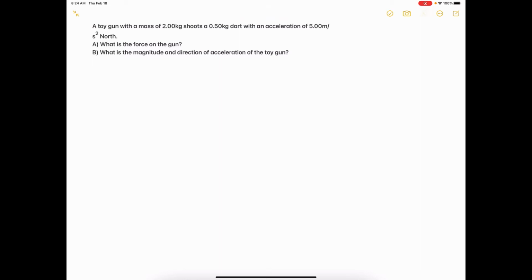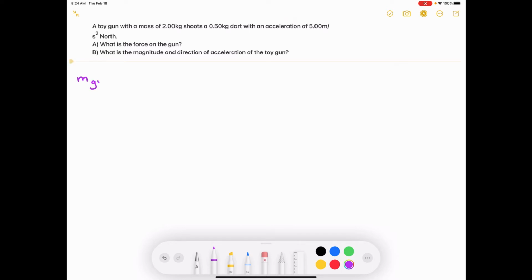Okay, so let's talk about how to solve these two problems. So in this problem, we have a toy gun with a mass of 2 kilograms. So I'm going to write mass of gun is 2 kilograms. And the gun is shooting a dart. And the dart has a mass of 0.5 kilograms. And the acceleration of the dart is 5 meters per second squared north. And that north is going to be important in a minute.